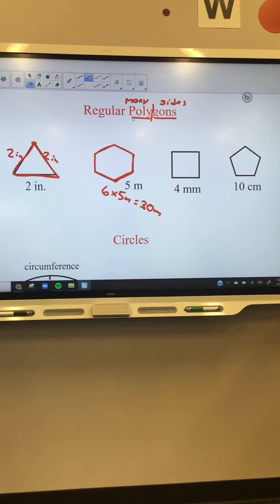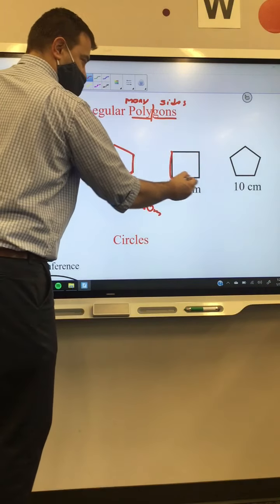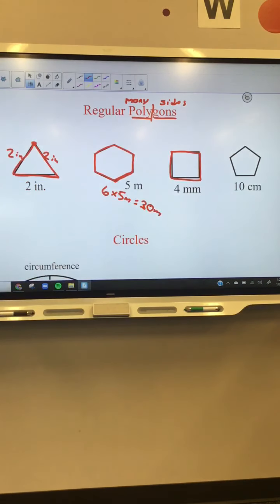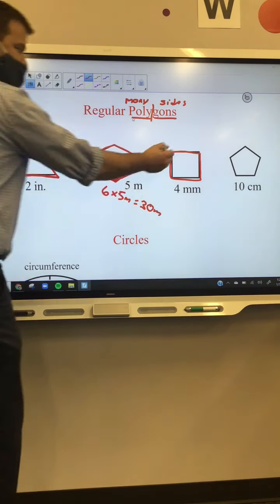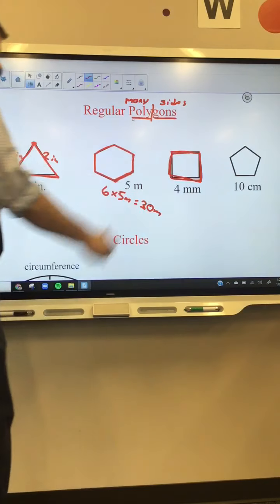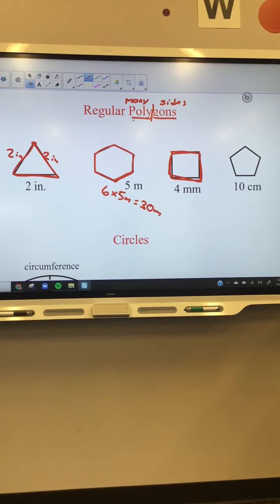How about this? I've got a square here. What's my distance around the outside? What's my perimeter? 16. There you go. 4 and 4 and 4 and 4. Or you can think of it as 4 times 4.